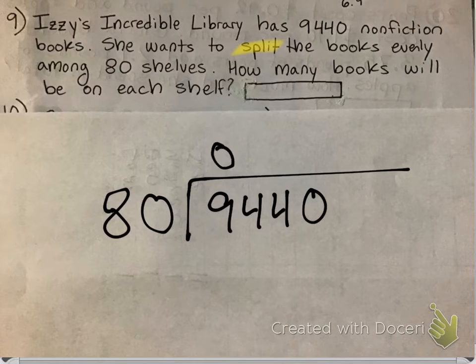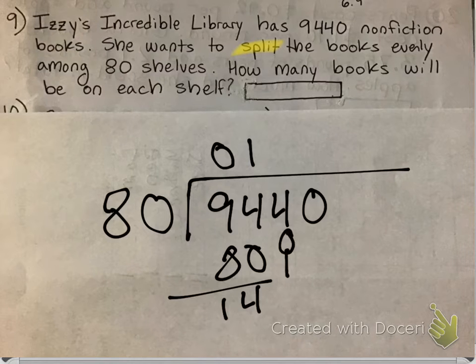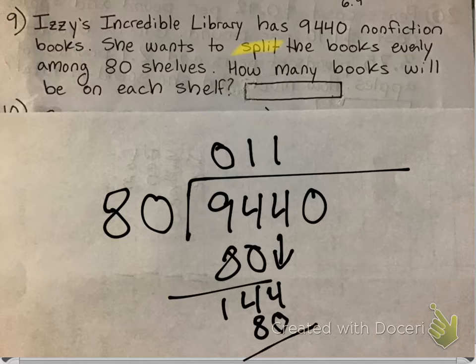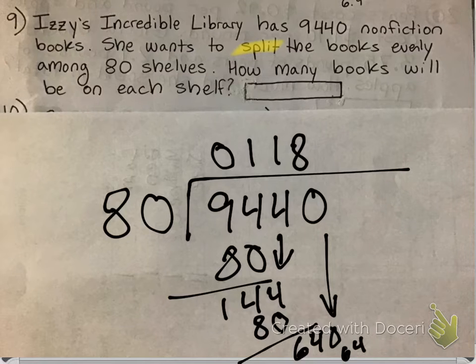It does not go into 9. It goes into 94 once. We're left with 14. We bring down our 4, 144. It still only goes in once with 80. That's still going to bring us down to 64. We drop down our 0, and that's 8 times 80 is 640 evenly. So our number is an actual even 118. It's a pretty good inclination seeing as we're dividing a whole number by a whole number, but you could still end up with decimals. But we get a nice 118 for that.